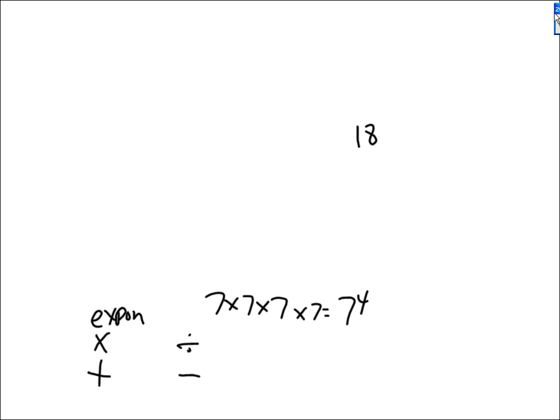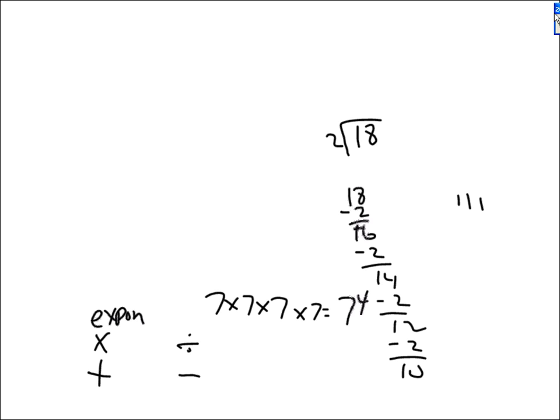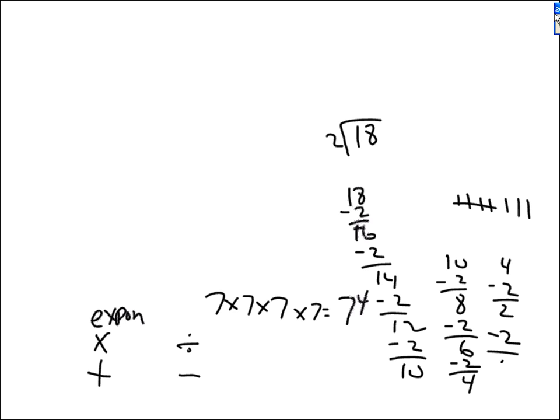You have 18 and you want to do 2 into 18. Well, 18 minus 2 is 16. I took away 1. Minus 2 is 14. I took away 2. Minus 2 is 12. Minus 2 is 10. Minus 2 is 8. Minus 2 is 6. Minus 2 is 4. Minus 2 is 2. Minus 2 is 0. 9.